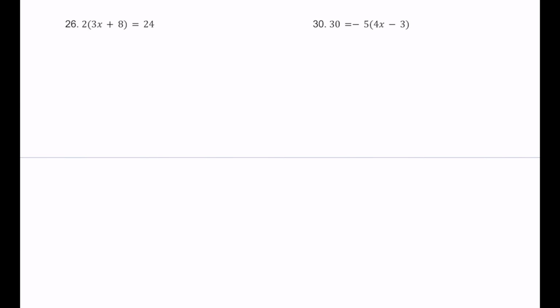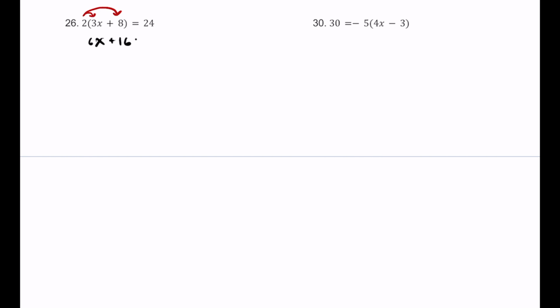On to 26, let's distribute first. 2 times 3x, that's going to be 6x. And then 2 times this 8 is going to be 16. So plus 16 is equal to 24. So we distributed. Now let's use the properties of equality.